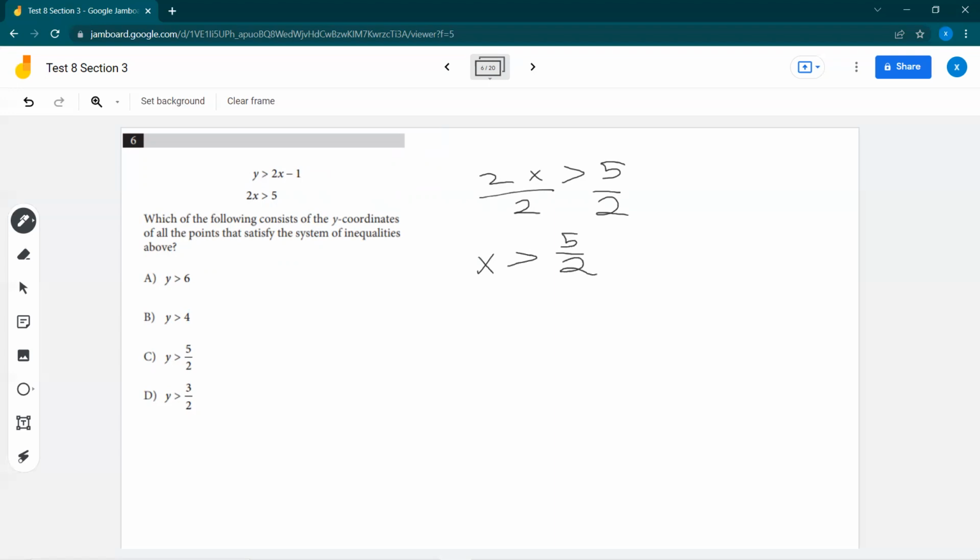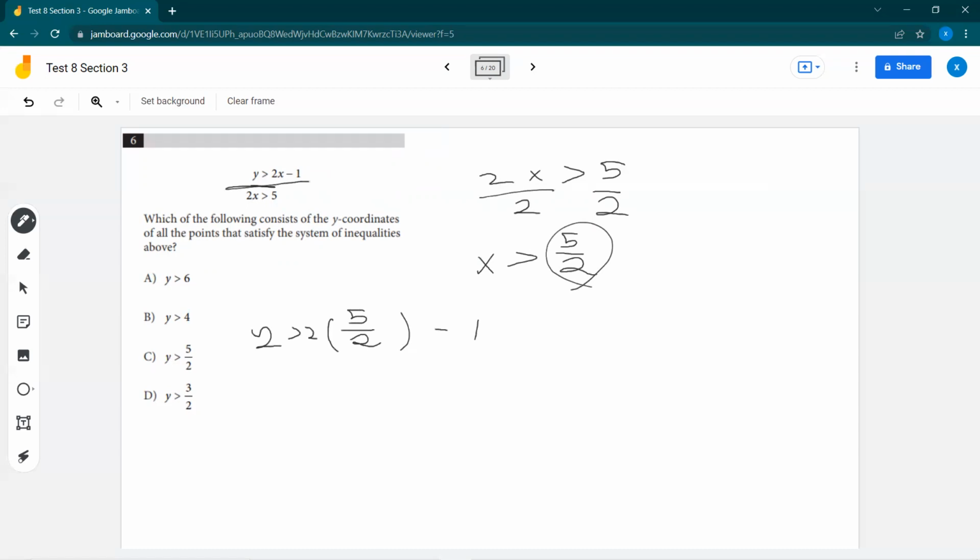Right. So knowing that x is always greater than 5 halves, we know that y is always greater than whatever this side is. Since x is always greater than 5 halves, y has to be always greater than whatever 2x minus 1 is. So all we have to do is take our 5 halves value and plug that in here. So we get 5 halves times 2 minus 1, and y is always greater than this.